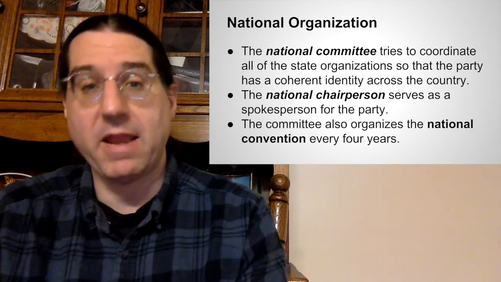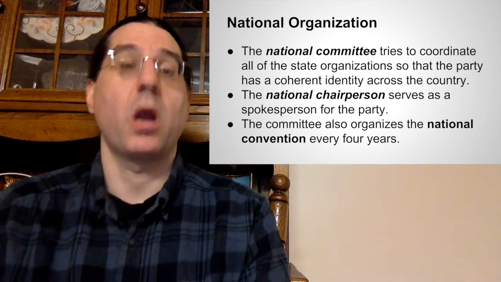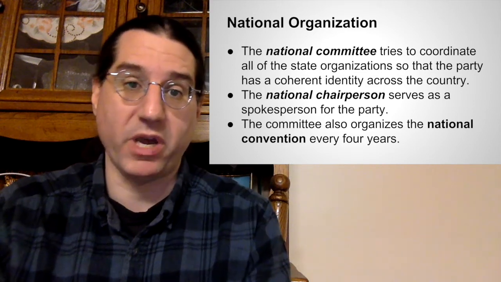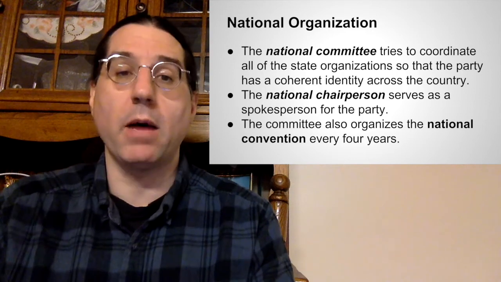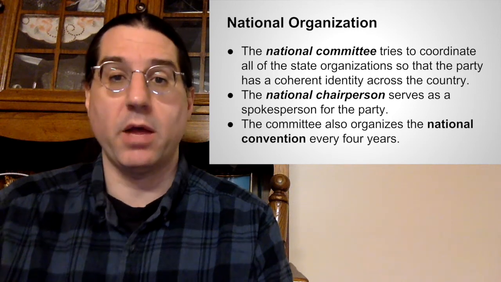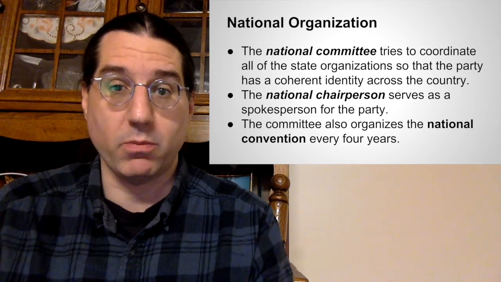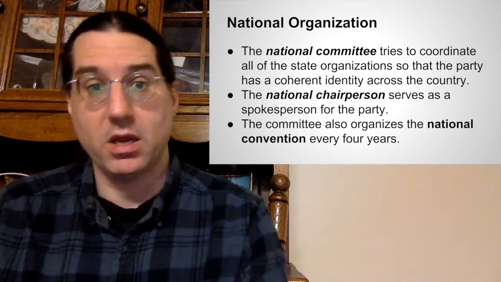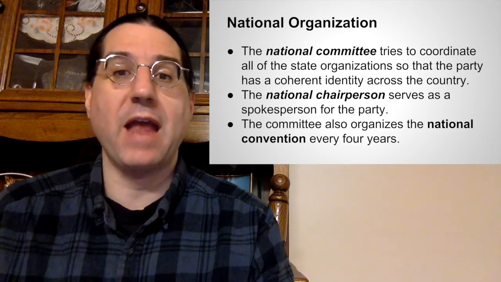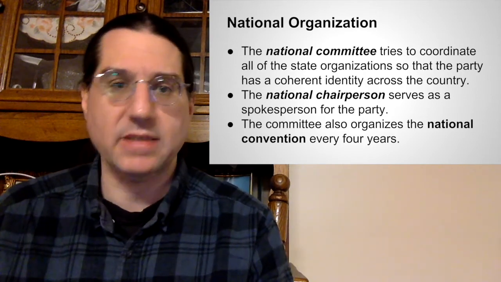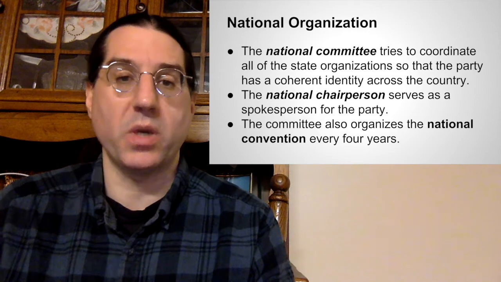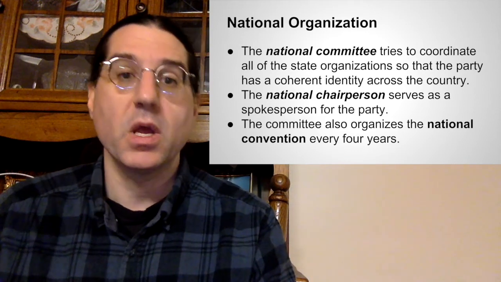The chairperson and the committee have to organize the system for nominating a presidential candidate and holding a national convention every 4 years. The convention is this big meeting where representatives or delegates from all over the country, and including territories, which don't get a vote in a presidential election, but they do get to come to the convention and have a say in the nominee. They get together and they hear speeches and they talk about how they're going to be organized and how they're going to get things done, and they make decisions about what the party is going to do and what it is going to stand for the next 4 years.